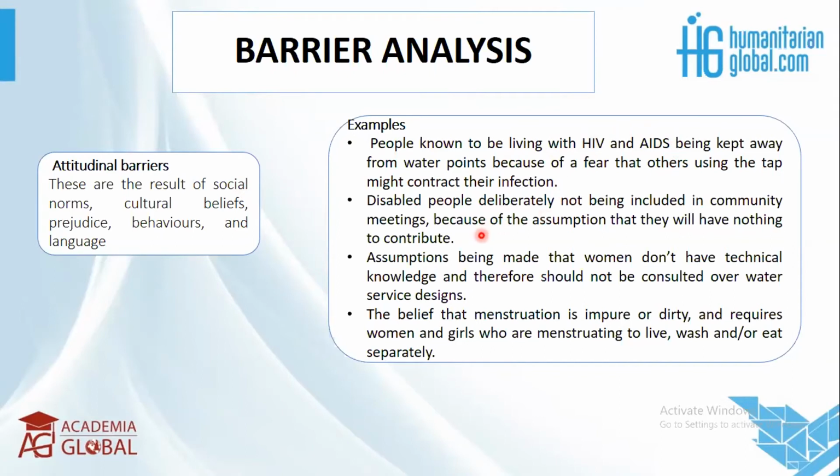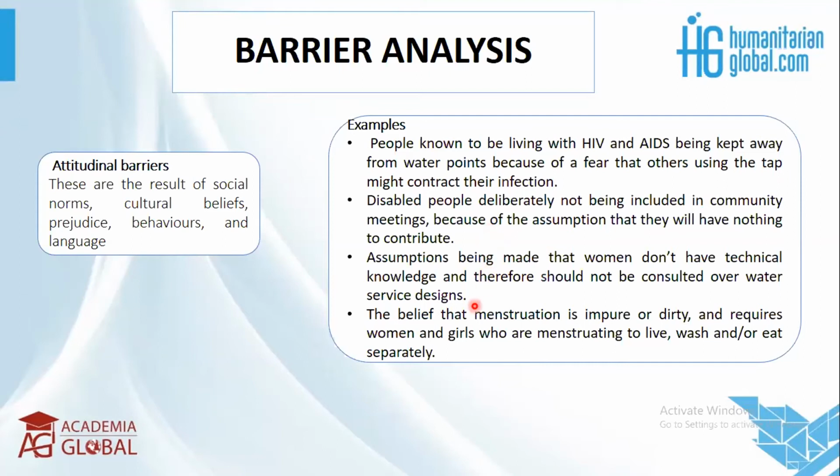Another example is disabled people being deliberately excluded from community meetings because people assume that they have nothing to contribute. You remember when we were talking about disability, that people also have opinions and ideas. So this is an attitudinal barrier. It's just an attitude among people that those living with a disability have nothing to contribute in a meeting, so they are deliberately excluded from community meetings.